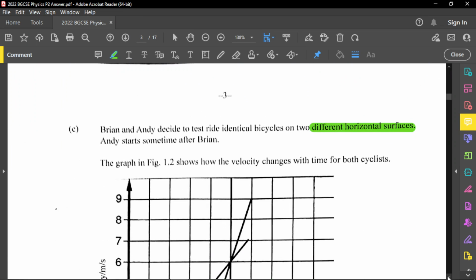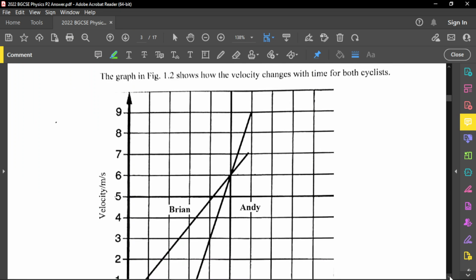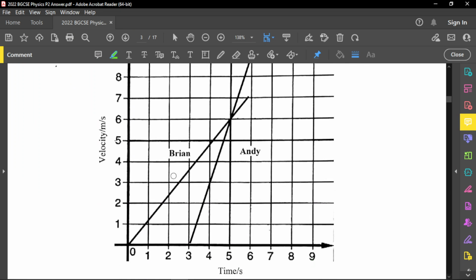For part C, Brian and Andy decide to test ride identical bicycles on two different horizontal surfaces. So the surfaces are different. Andy starts sometime after Brian. The graph in figure 1.2 shows the velocity changes with time for both cyclists. All right, and so you could observe the graph. If you notice the slope, Brian's slope is less steep compared to Andy's slope. Let's go into the question.